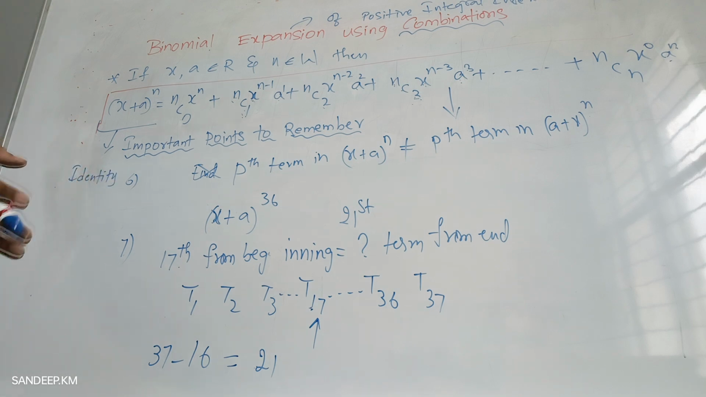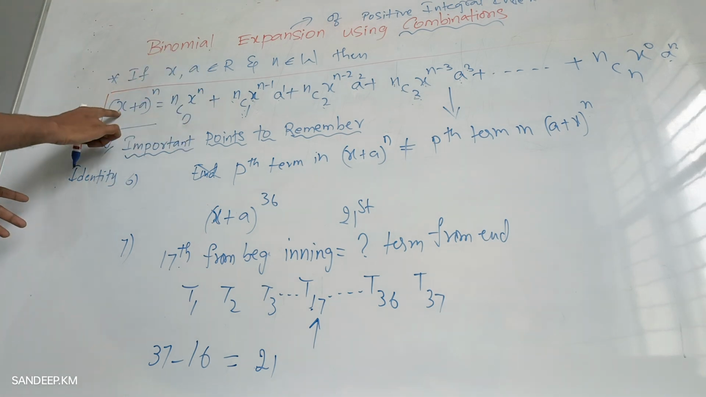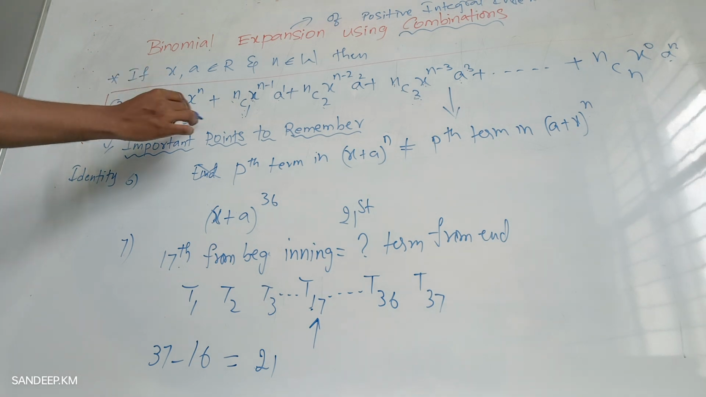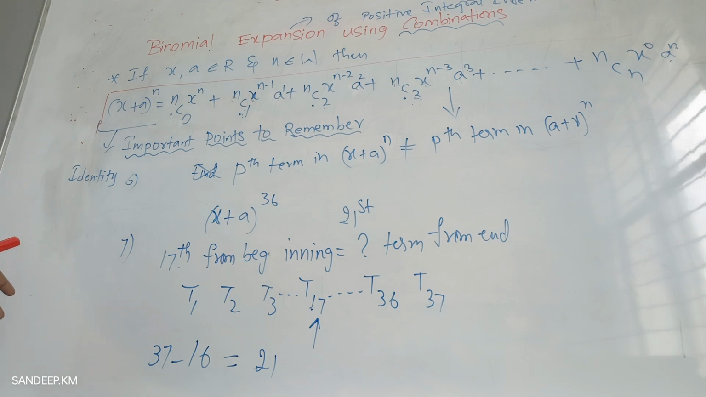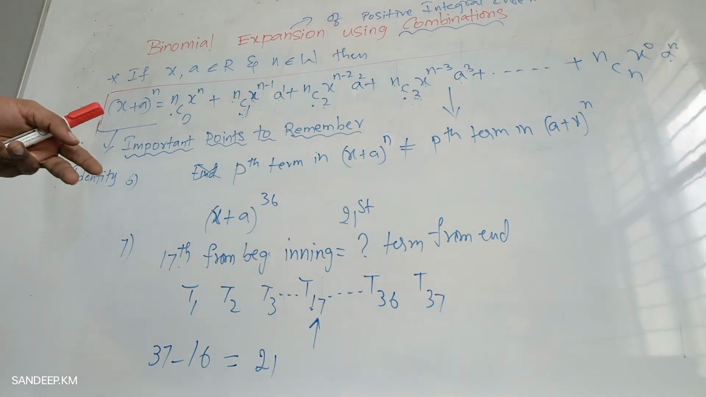Already you have learned that (a plus b) whole square is an identity, and (a plus b) whole cube is an identity. Why do we call them identities? Because LHS is always equal to RHS for every value of x and a. For this reason, this is an identity. So remember this. And dear students, this nC0, nC1, nC2, nC3, all these are called binomial coefficients. We will discuss more about binomial coefficients in upcoming videos.